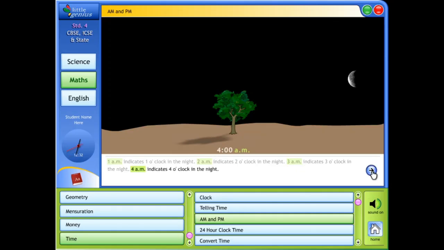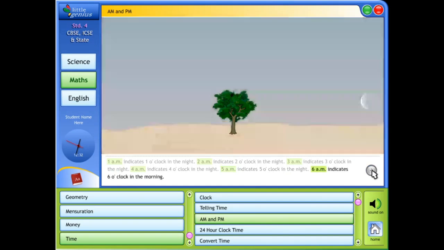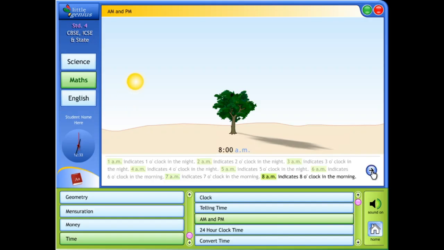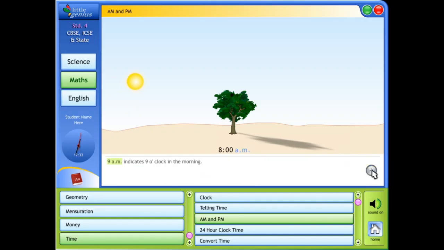4 AM indicates 4 o'clock in the night. 5 AM indicates 5 o'clock in the night. 6 AM indicates 6 o'clock in the morning. 7 AM indicates 7 o'clock in the morning. 8 AM indicates 8 o'clock in the morning. 9 AM indicates 9 o'clock in the morning.